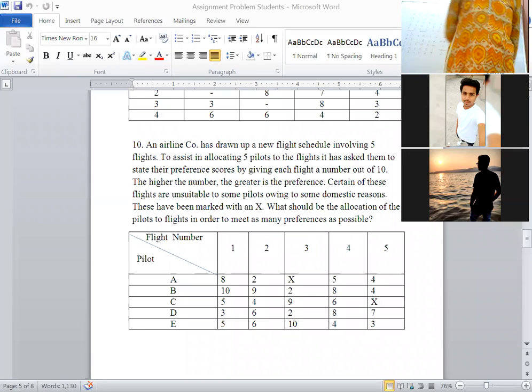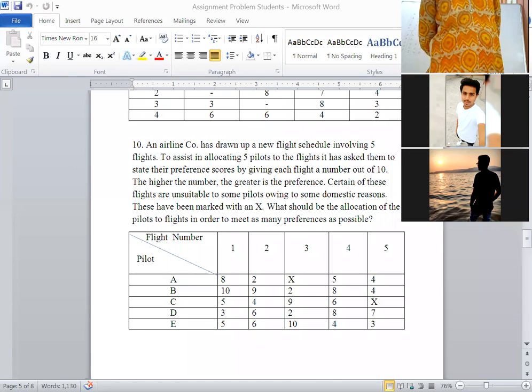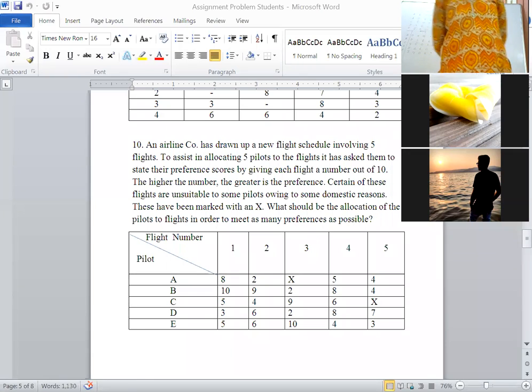Sampada. More number of girls. Sampada. Yes, ma'am. What is the objective of assignment problem?